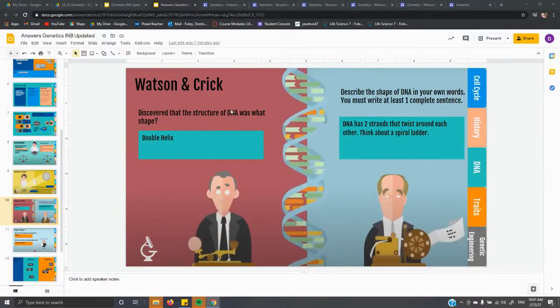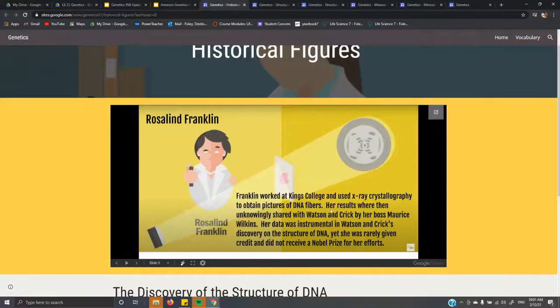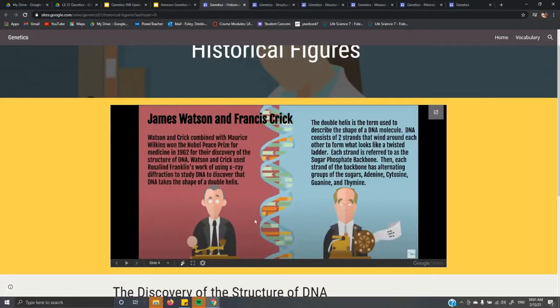Slide 10, you're answering about Watson and Crick, and if you click on the microscope, you can read a little bit more about them. They did win the Nobel Prize for medicine in 1962 for their discovery of the structure of DNA. Watson and Crick used Franklin's X-ray to figure out what was going on.